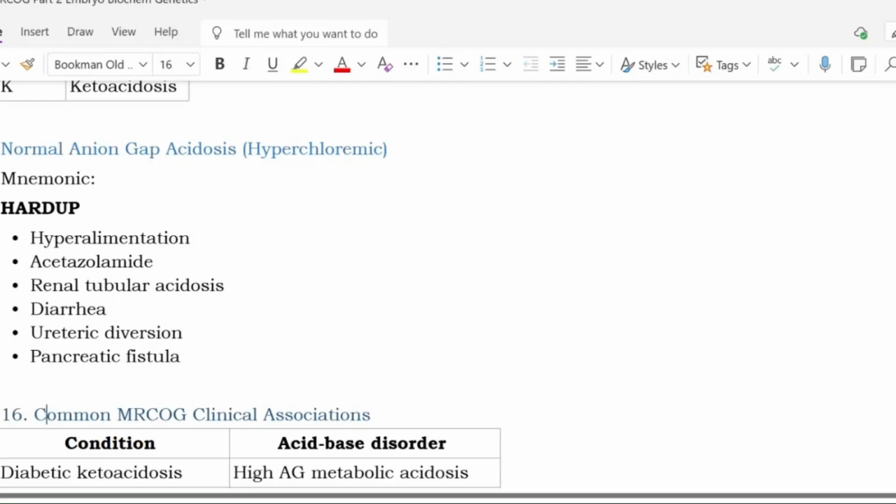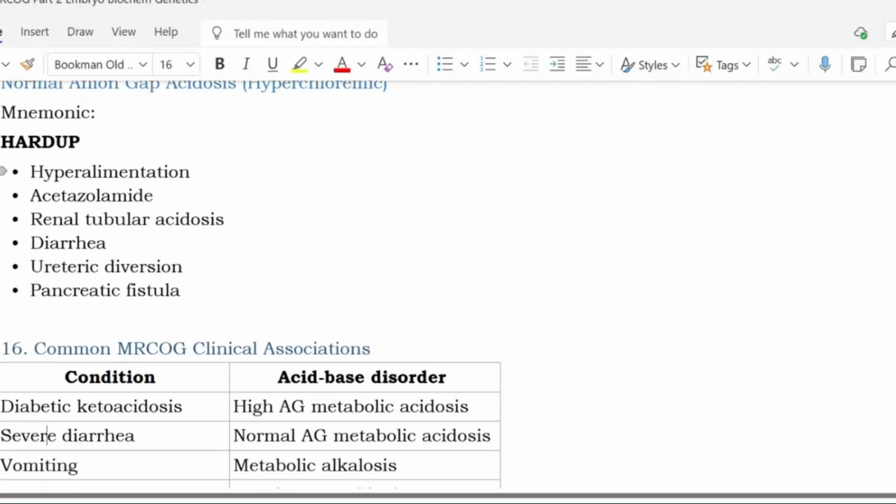Okay, the mnemonic is HARDUP. Hyperalimentation, acetazolamide, renal tubular acidosis, diarrhea, ureteric diversion, pancreatic fistula. These are the conditions where the anion gap will be normal. It is a normal anion gap acidosis, that is NAGMA.